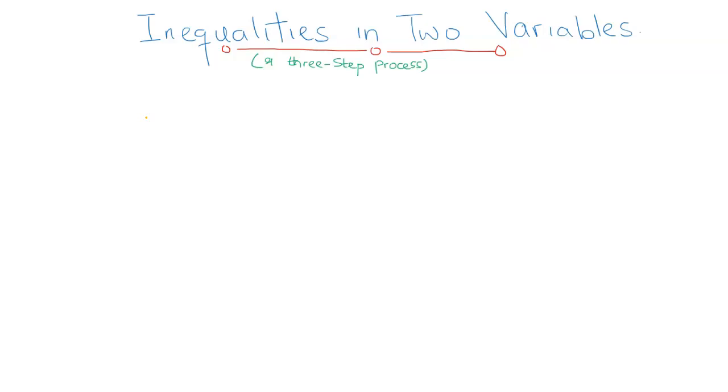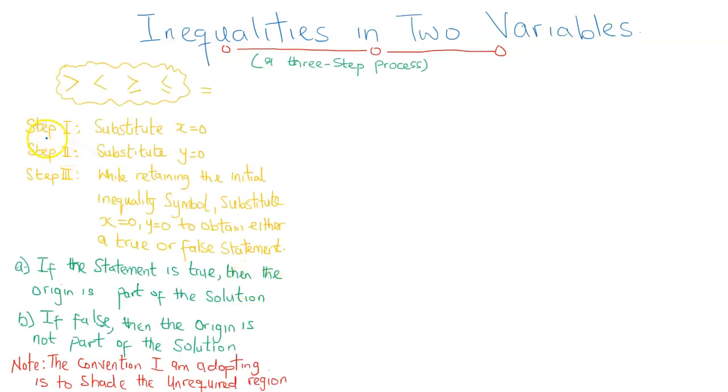Now, solving an inequality involving two variables, say x and y, involves taking three crucial steps. Okay, so here are the steps. Step 1, we're going to have to substitute x equal to 0 to obtain the value of y. Step 2, we would substitute y equal to 0 in the equation to obtain the value of x. Step 3, we would retain the initial inequality symbol, then substitute x equal to 0 and y equal to 0 to obtain either a true or false statement.